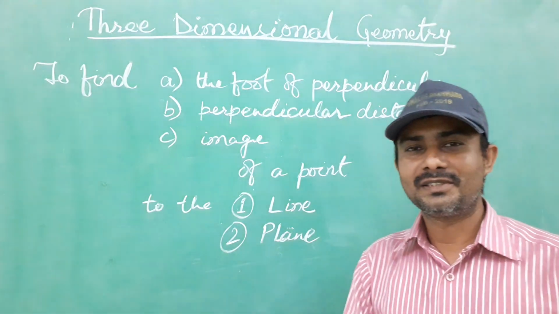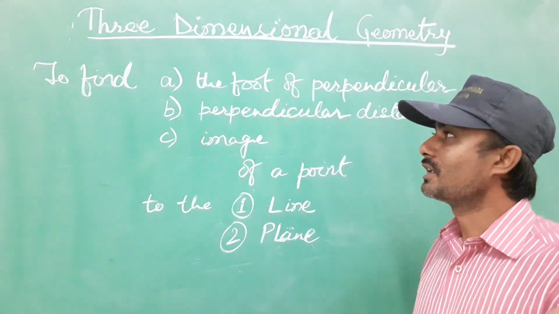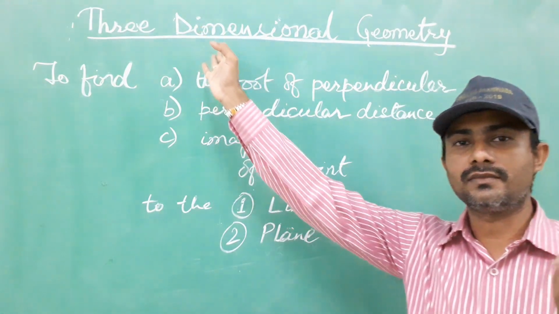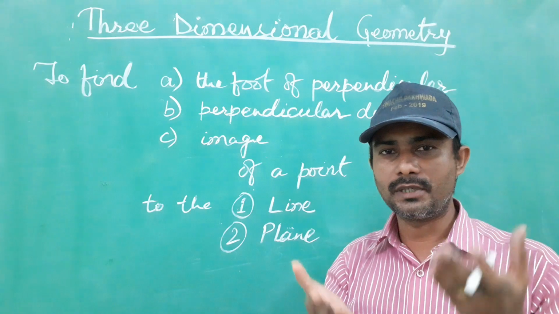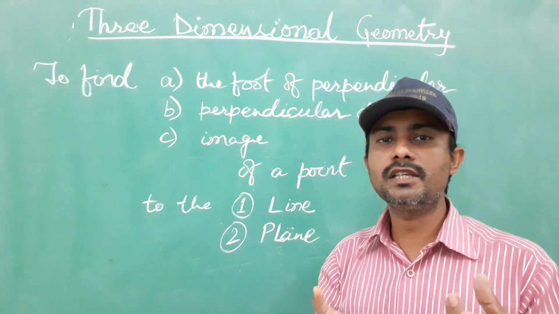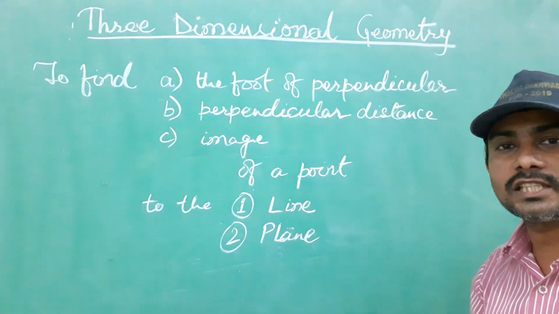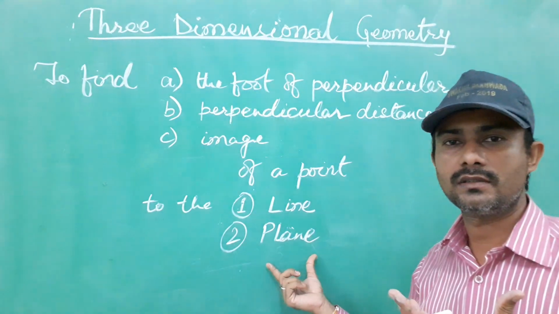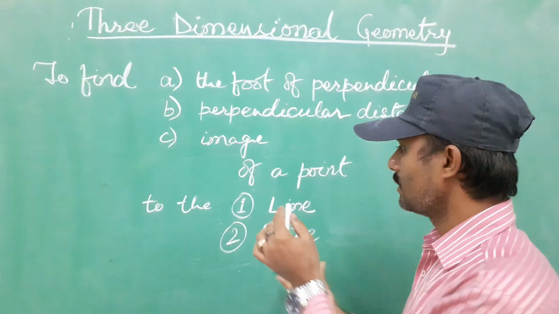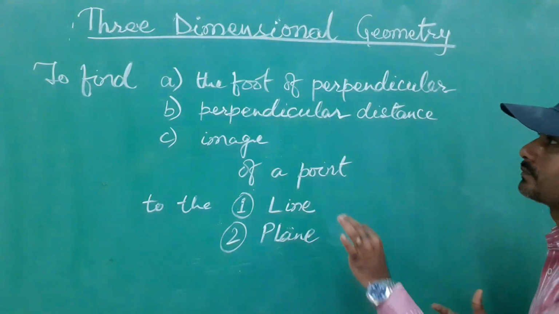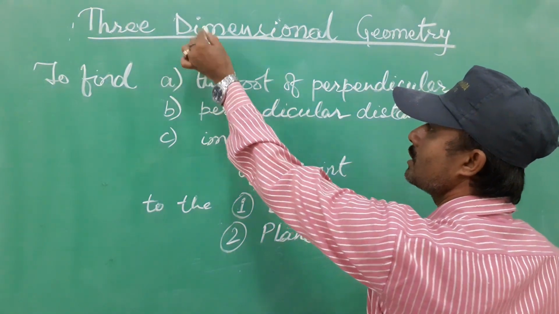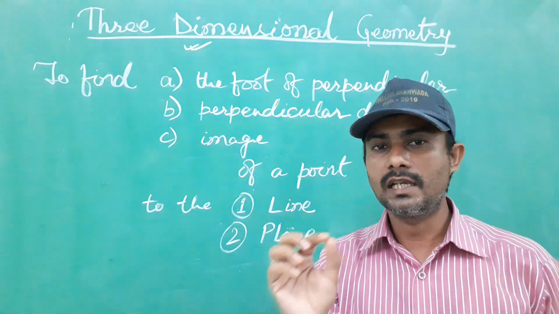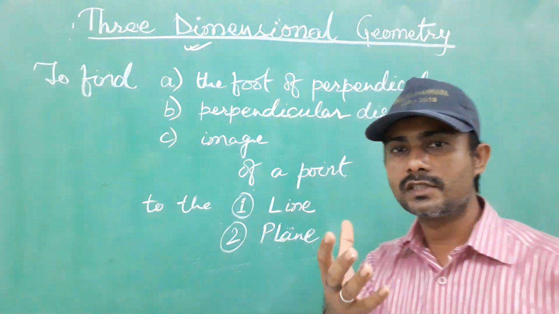Hi children. So now I am going to explain how to find the foot of perpendicular distance and image of a point with respect to line and with respect to plane. Both are the same under three-dimensional geometry, but first you have to look at the equations of line and equations of plane. Just look at the picture.